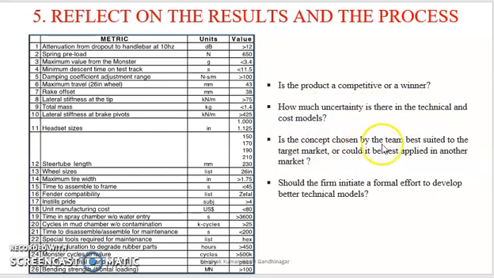Is the concept chosen by the team best suited for the target market, or would it be best in another market? Should the firm initiate a formal effort to develop better technical models? If the developed product specification positively reflects answers to all these questions, then the established product specifications are assumed to be final. Otherwise, iterations are required in the previous steps.